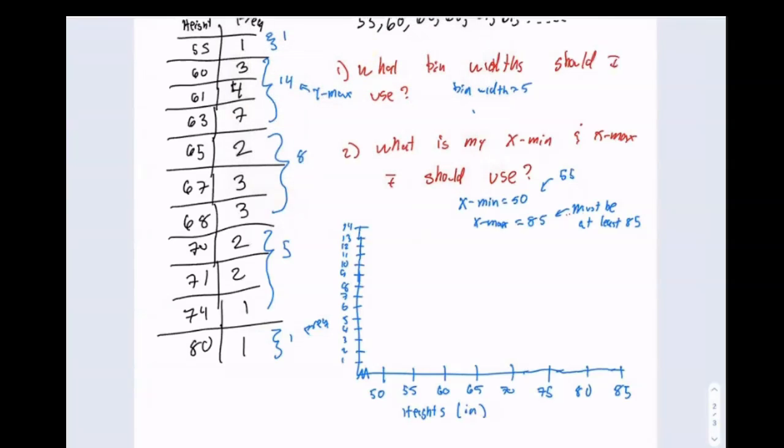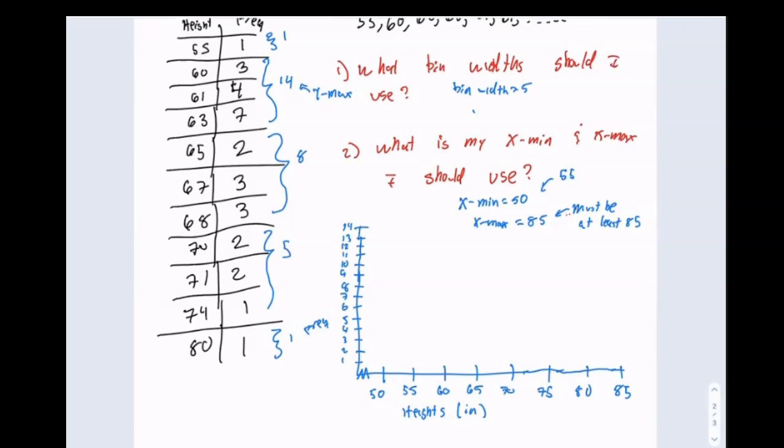That first bin, what do I go up to in my first bin? My first bin is 50 to 55. How many do I have in there? There's none between 50 and 55. Remember, we've got to be careful. The 55 one goes to the bin to the right. The first one doesn't start between 55 to 60.